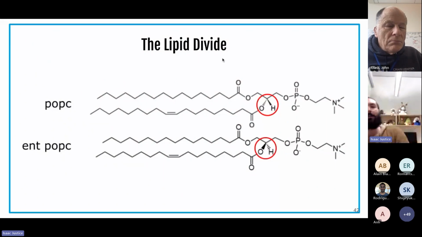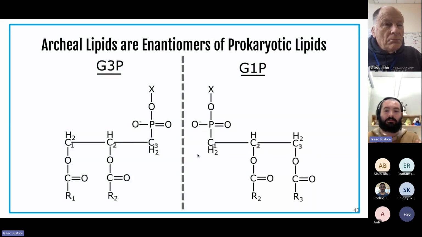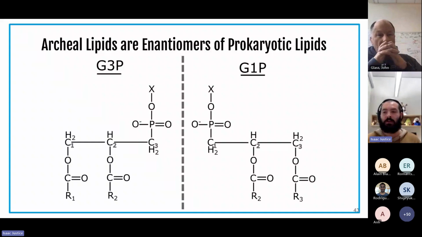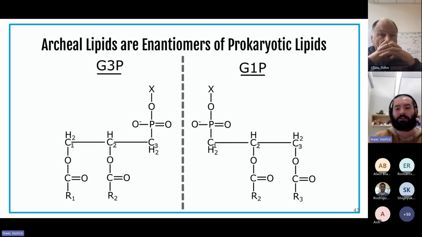So there's something called the Great Lipid Divide. And what that is, is that bacteria and eukaryotes have G3P lipids, while archaea have G1P lipids. And this means these lipids are chiral enantiomers. So the molecular structure is the same, but in one, the head group is on the 3 carbon of the glycerol backbone, and in the other, it's on the 1 carbon. And for some reason, life has diverged in this aspect, and we're not sure why.